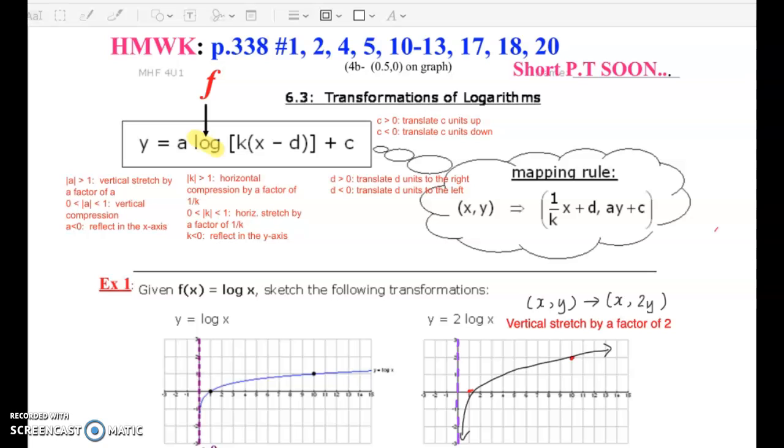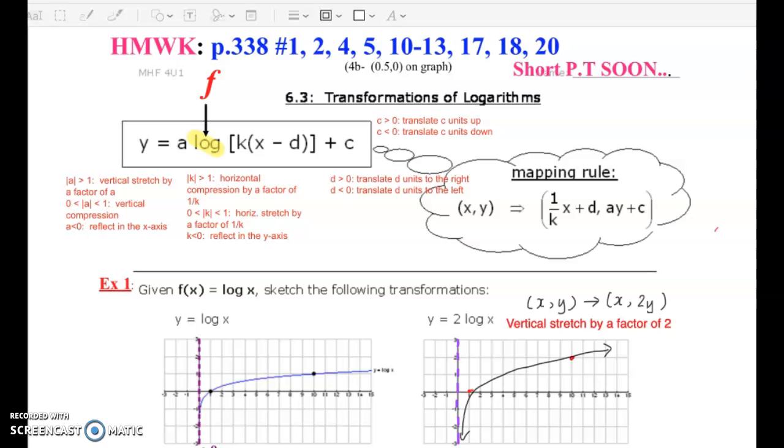Hi everyone, this is section 6.3 in grade 12 advanced functions. This lesson is on transformations of log functions. Your homework is found on page 338 in your textbook, and you're going to have a short performance task, performance assessment in about 2 lessons time.